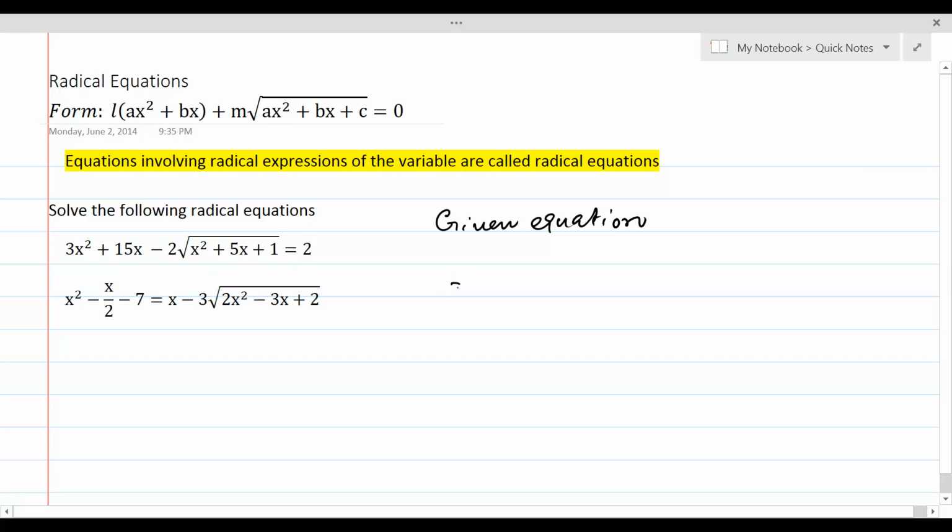3x squared plus 15x minus 2 times square root of x squared plus 5x plus 1 equal to 2.